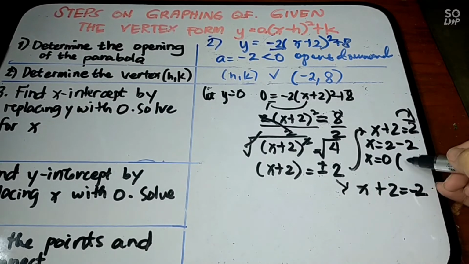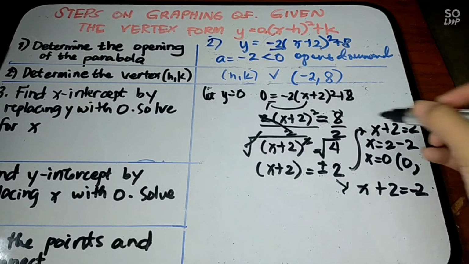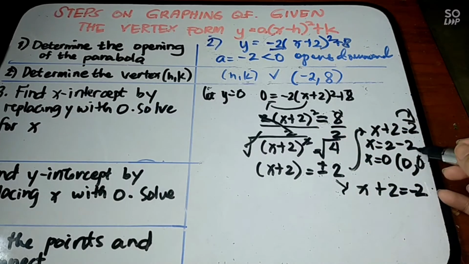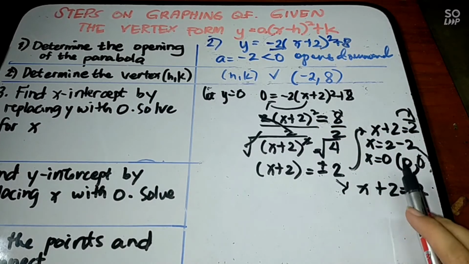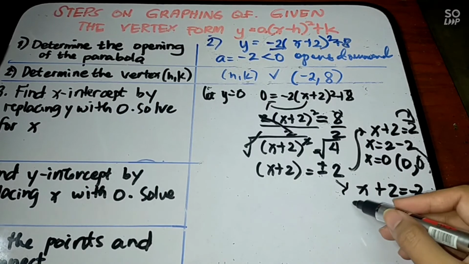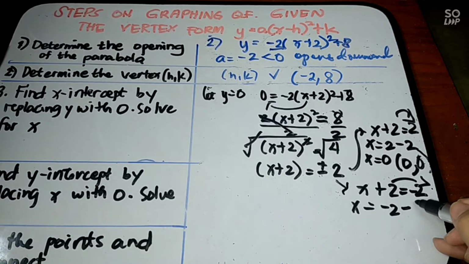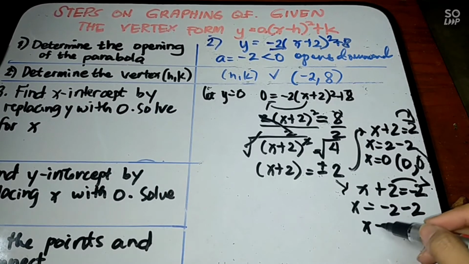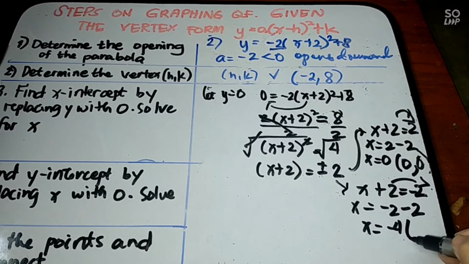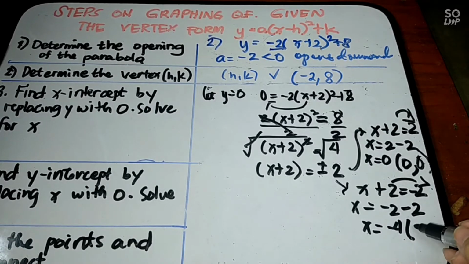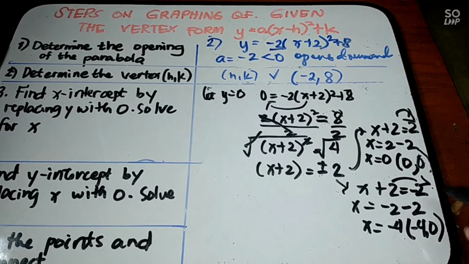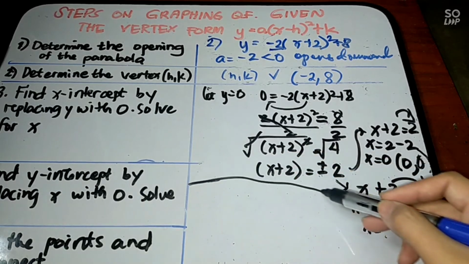Since ang x mo ay 0, therefore, this one is 0, and then your y is also 0. So, ibig sabihin, yung isang x-intercept mo ay mismong nasa origin. Next, x is equals to negative 2, just transpose positive 2, it becomes negative 2. S is equals to negative 4. Your points is negative 4 and then 0. 0 yung y mo. Isang x mo is negative 4, then we have here 0. So, ito na yung ating x-intercept.